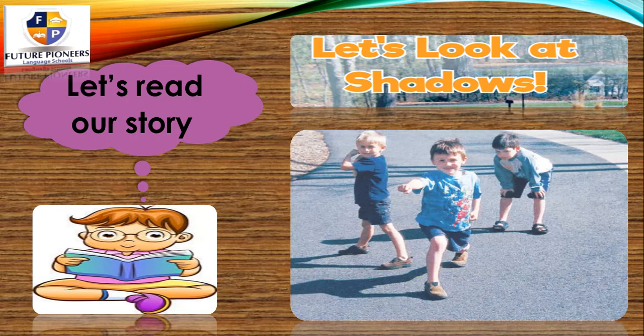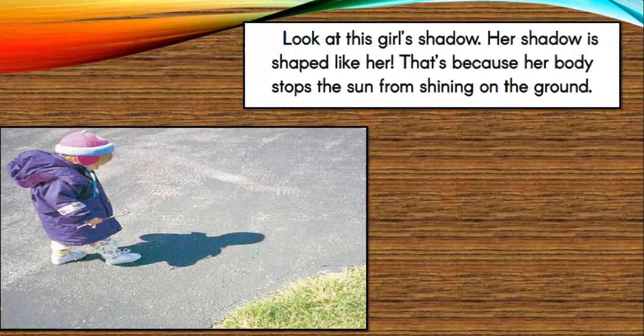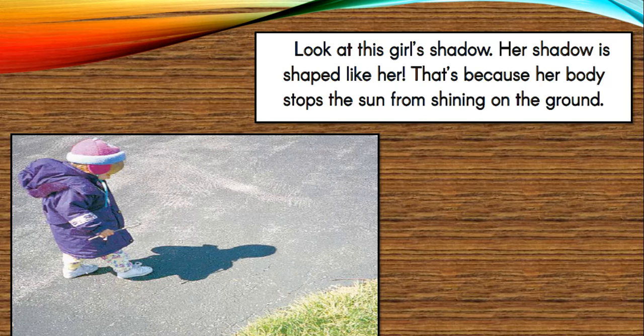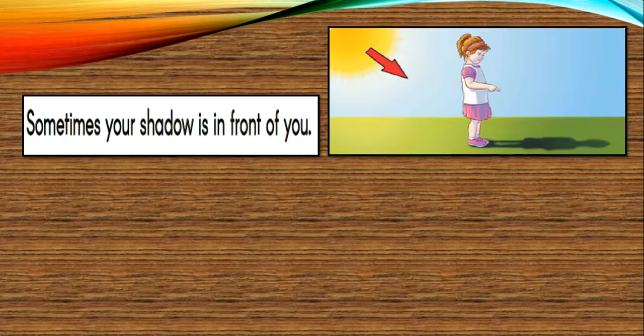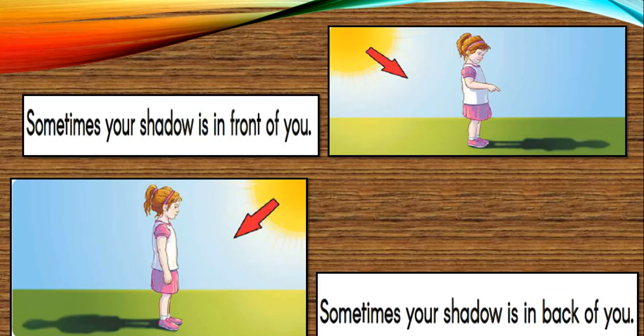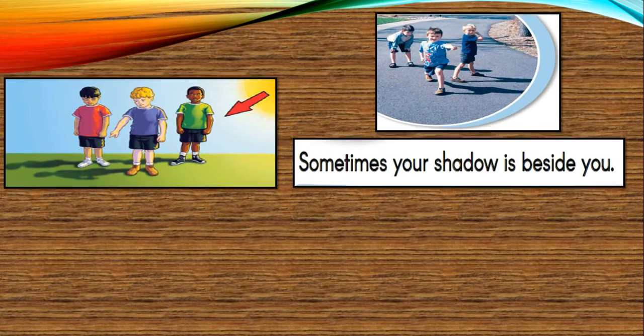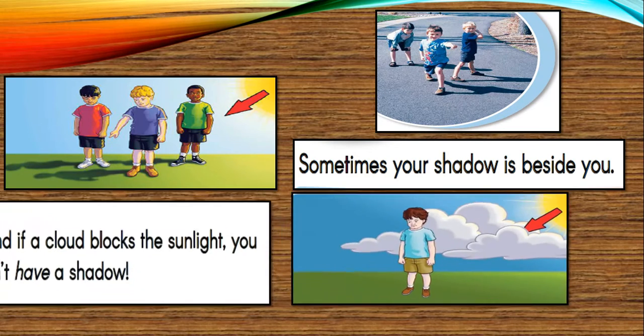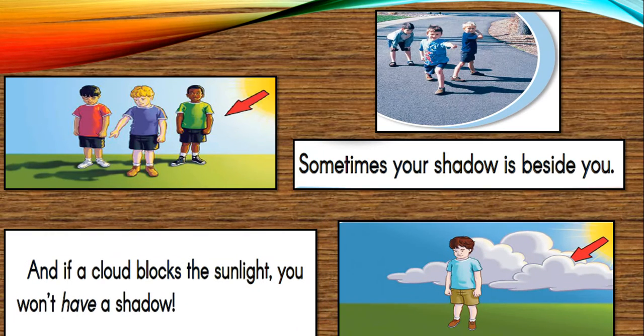So now we are ready to read the story. Again, what's the title of this unit? Let's Look at Shadows. Okay, let's read it. Look at this girl's shadow. Her shadow is shaped like hair. That's because her body stops the sun from shining on the ground. Sometimes your shadow is in front of you. Sometimes your shadow is in back of you. Sometimes your shadow is beside you. And if a cloud blocks the sunlight, you won't have a shadow.